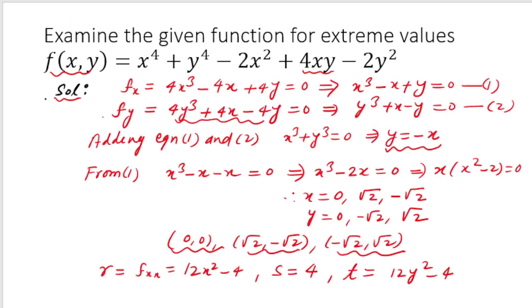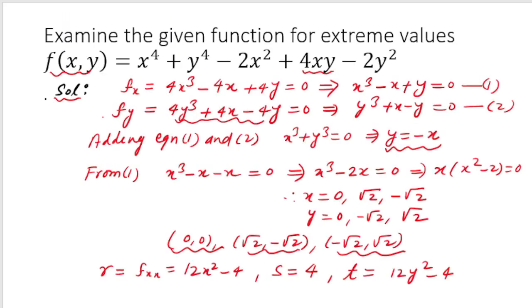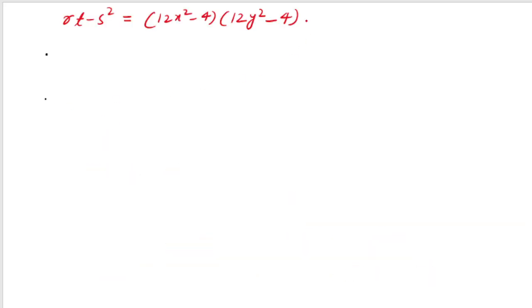So next I have to calculate rt minus s square. So rt minus s square is how much? It is 12x square minus 4 into 12y square minus 4. And s I have got as 4, so I write minus 4 square, that is equal to minus 16. Now what is the next thing?